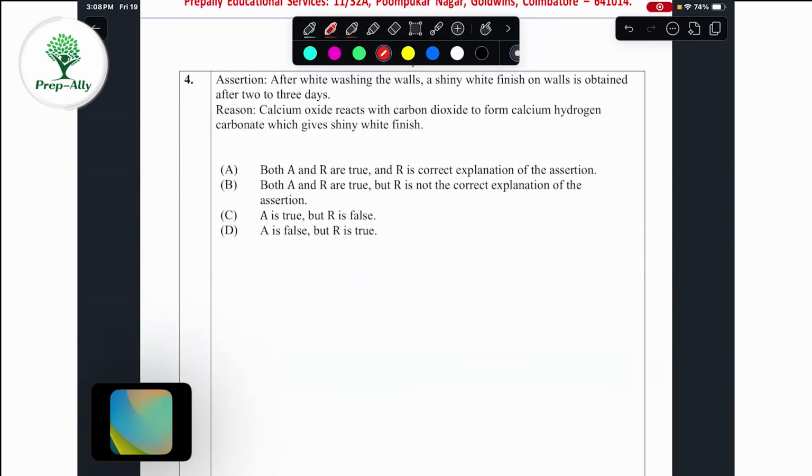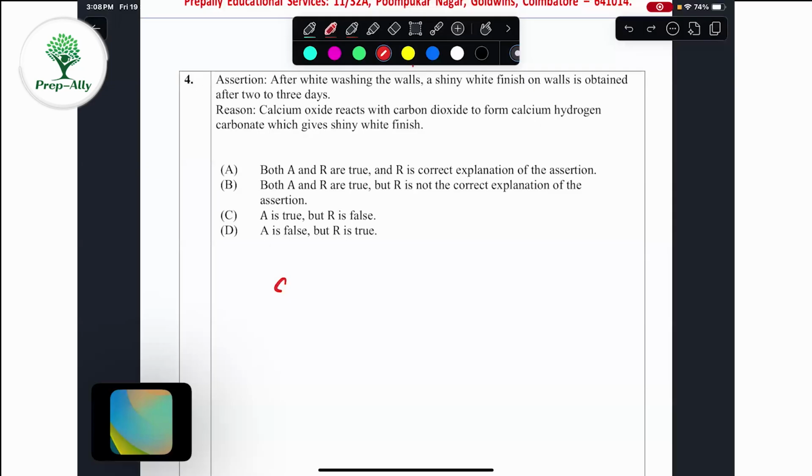Next question is assertion and reason. Assertion: after whitewashing the wall, a shiny white finish on the wall is obtained after 2 to 3 days. Yes, this is correct actually. We will get a shiny finish after all water molecules have evaporated from that compound, right? I will tell you the reaction first. Calcium oxide reacts with carbon dioxide to form calcium hydrogen carbonate.